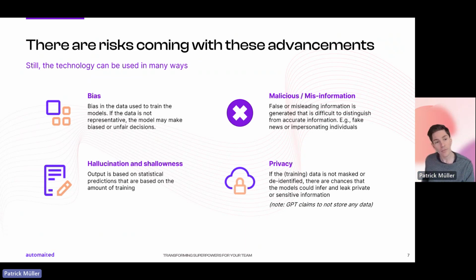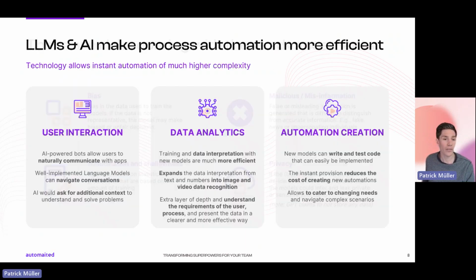So having talked about this, how can AI, large language models, make automation more efficient? And there's maybe obvious and not so obvious things on how they make process automation more efficient. But in general, you can say that the technology allows instant automation in a very, very fast way and of much higher complexity. Why is that? And you can condense it down to three areas.